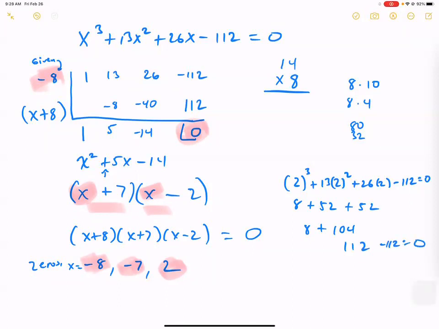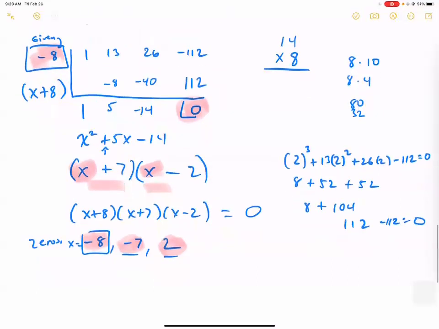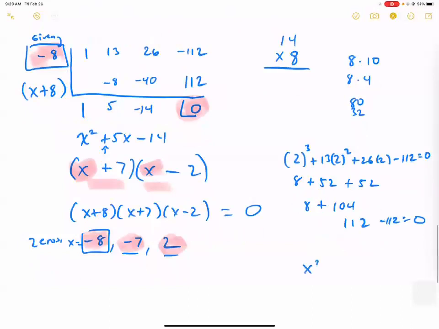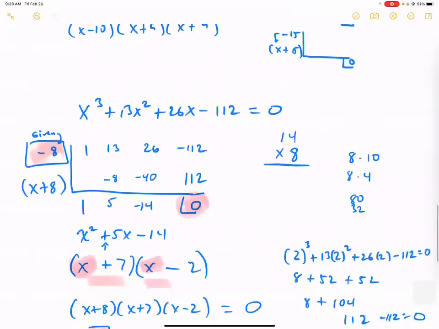Zero is one of the solutions? No. We have negative 8 is a solution, negative 7 and 2. 0 is not one of the solutions. 0 would have been one of the solutions if we saw something like this, where there's x's across. 0 plus 0 is 0. But in this case, you don't see an x all the way across. There is a constant, so 0 is not one of them.